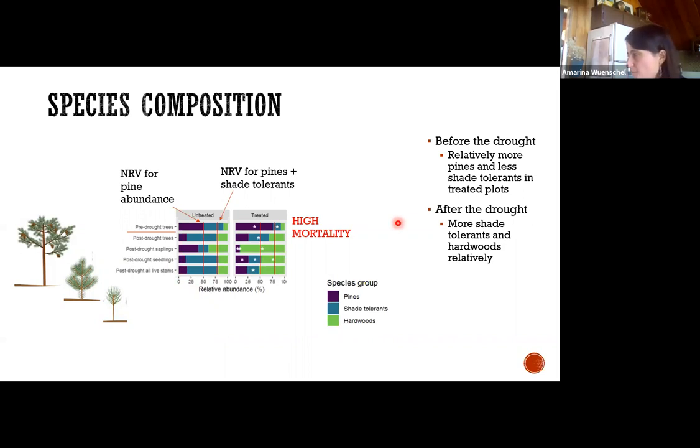So just to recap, before the drought, we had relatively more pines and less shade tolerance in treated plots. And after the drought, we have, in general, more shade tolerant trees and hardwoods.